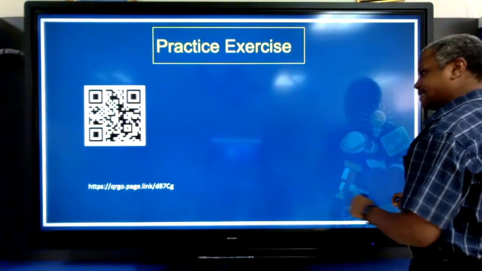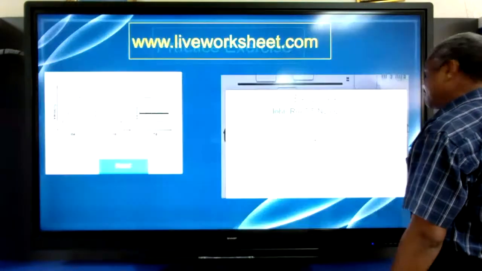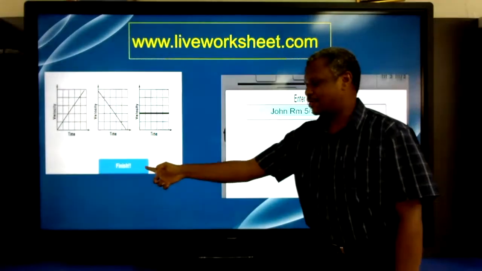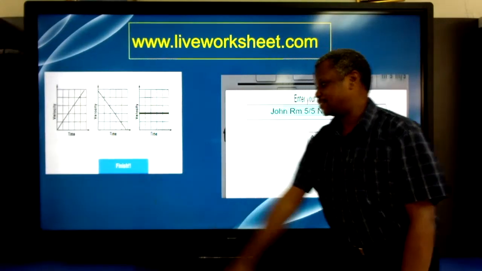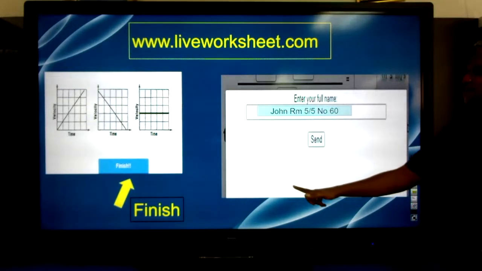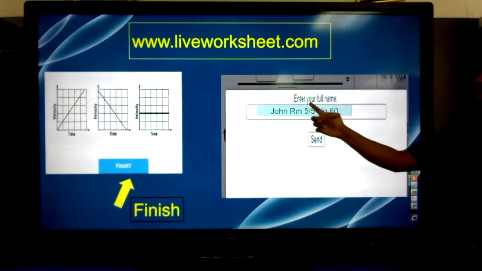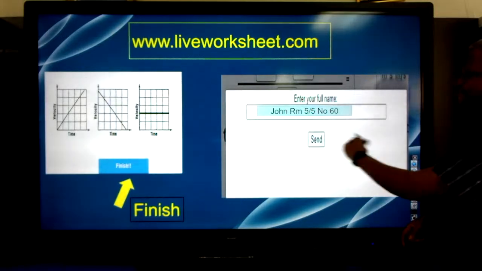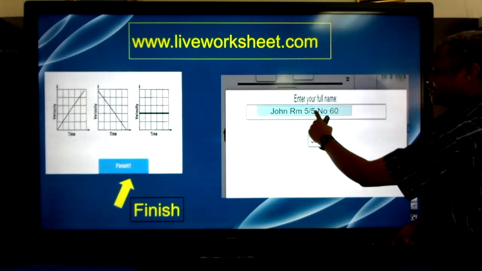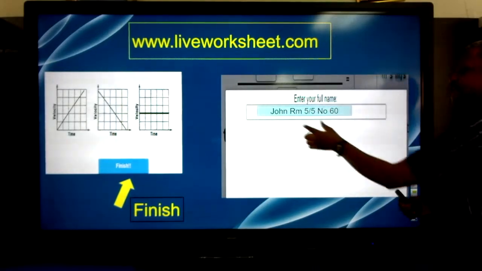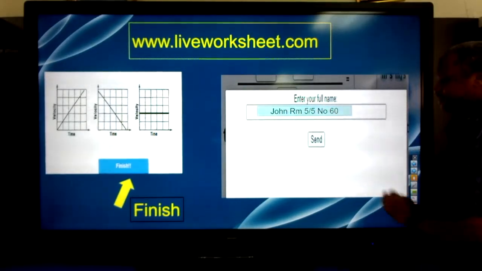For those who are clicking in and highlighting it, make sure that this is the worksheet. When you're done, click on finish. There's this button here, finish. When you click on finish, it will take you straight to another page where you enter your full name. In your full name, make sure you write your name, your room, and your number.